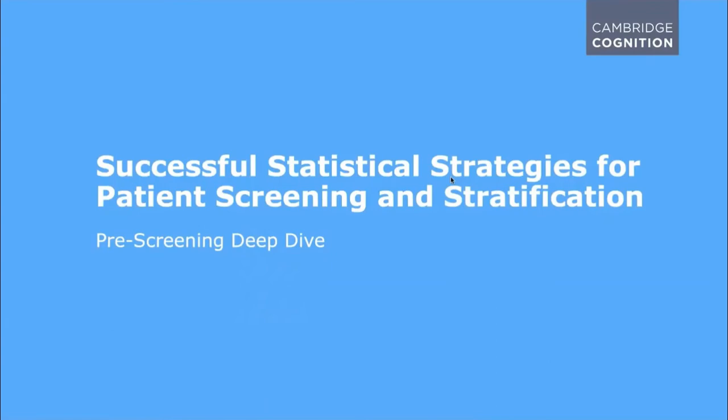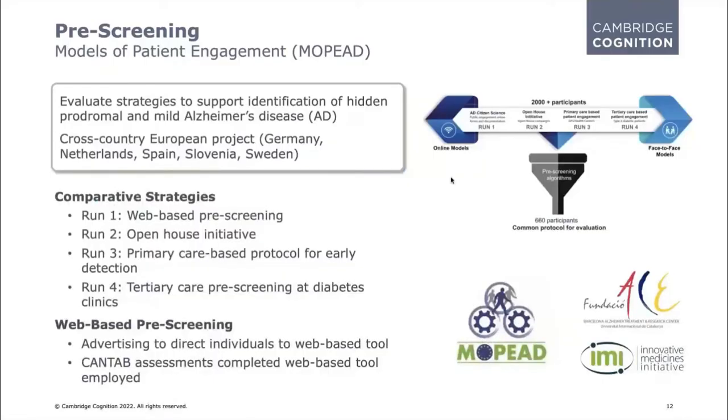So let's take a deeper dive into a particular example where pre-screening has supported a clinical study. In this case, we're going to look at the pre-screening strategy to identify those at risk of dementia and mild cognitive impairment.